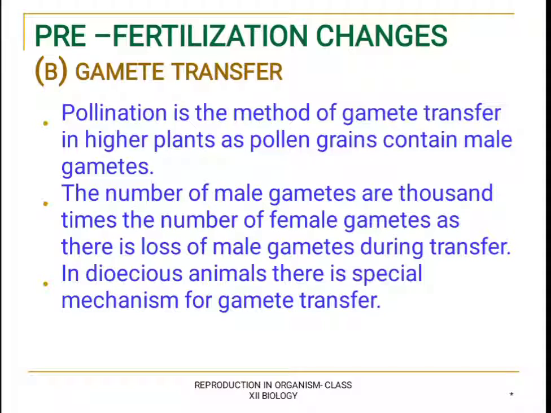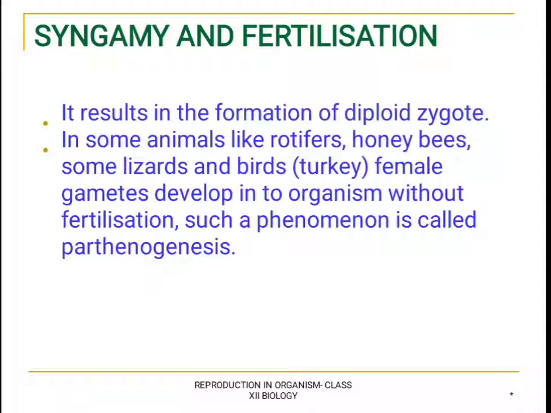In unisexual organisms, special mechanisms must evolve for gamete transfer. An example is copulatory organs. Okay, so that is all for the gamete transfer process. Now the second event of sexual reproduction is fertilization.